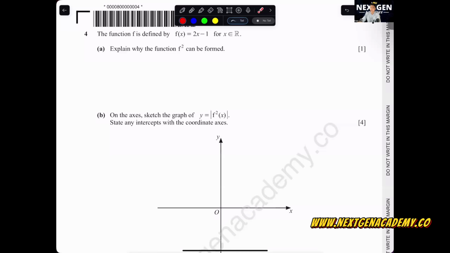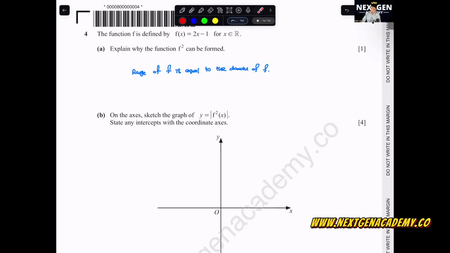So f squared is just a composite function, right? f of f(x). Don't go and square this whole thing. This won't become a quadratic. It's just a composite function. The answer is actually like this: the range of f is equal to the domain of f. This is what they must give, right? The range of f is equal to the domain of f.